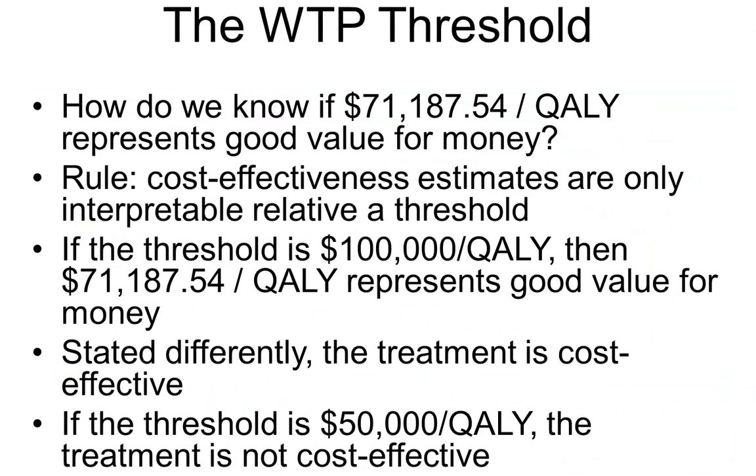So we have that ICER of $71,000 and change per quality, but how do we know if that represents good value for money? So one of the basic rules of interpreting cost effectiveness estimates is that they really are only interpretable relative to a threshold. So if we were willing to pay $100,000 per quality, then that $71,000 per quality would represent good value for money. And I think, again, when Rudy said some of this, I'm going to go fairly quickly over this point. Another way of saying that it's good value for money is saying that it's cost effective. Alternatively, if the threshold was $50,000 per quality, then the treatment would not be cost effective because 71,000 is greater than 50,000.